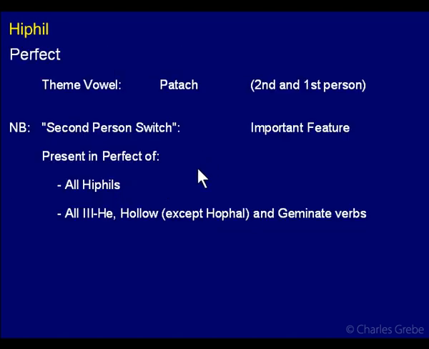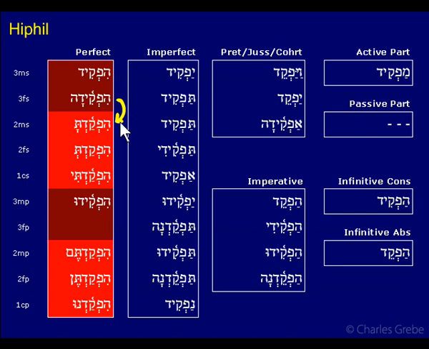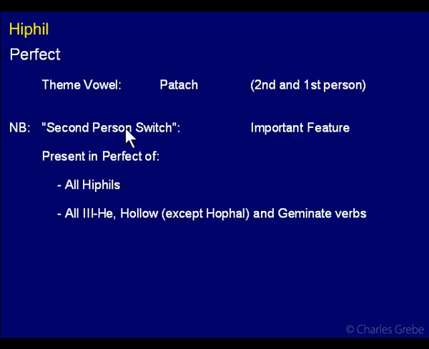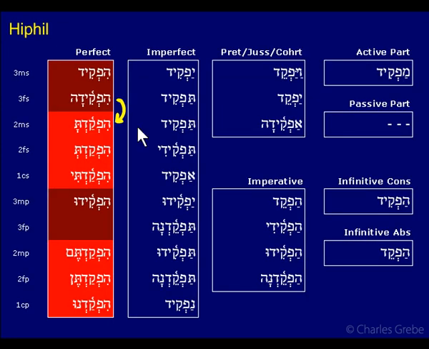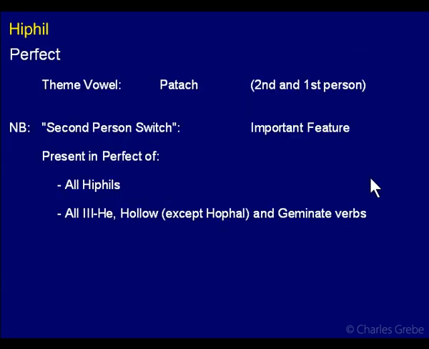Now we will see that this is true in all Hiphils, throughout all the weak verbs. We'll always see a second person switch in the perfect. And we'll also see it in these particular weak verbs, in three hays, all the three hays, not just Hiphil, in the hollow verbs except Hiphil and the geminate verbs. We'll come back to this. Don't worry about this right now. But I just want to flag the fact that we're going to see this second person switch in more verbs to come. So it's a useful feature.